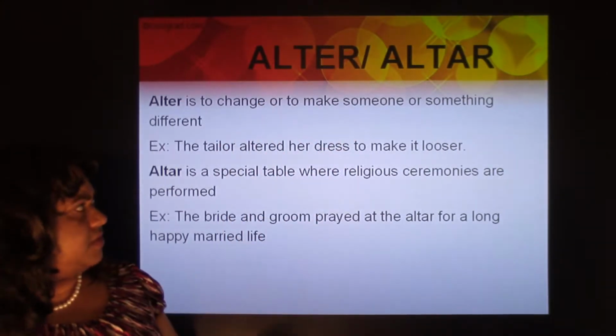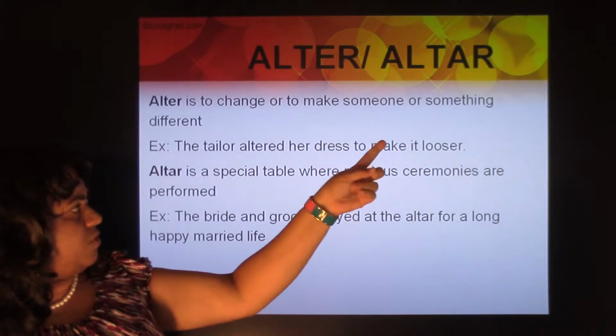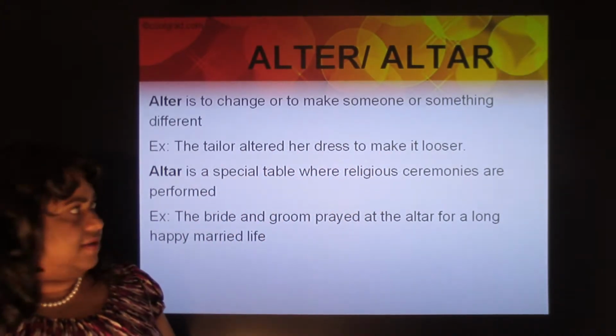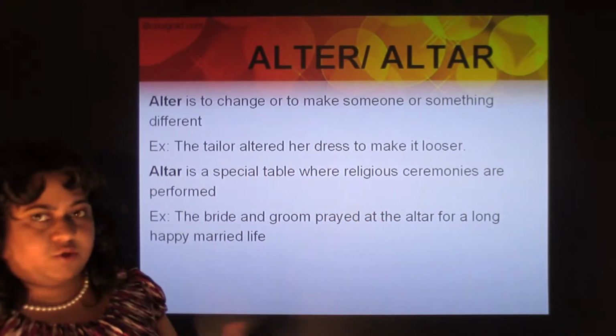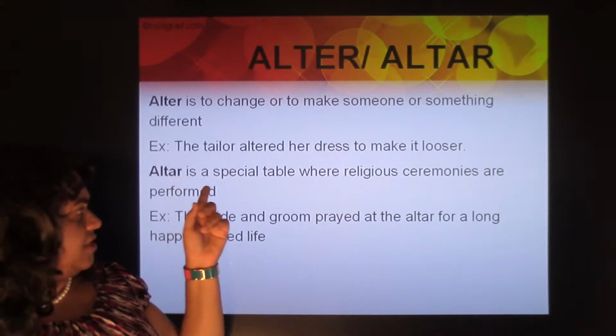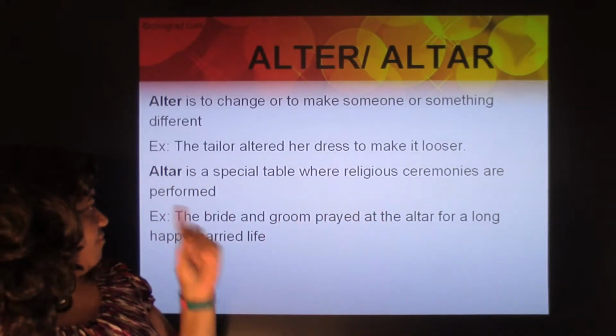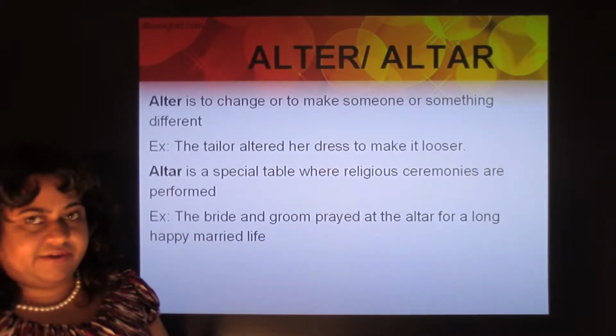Alter and altar. So to alter with an E is to change or to make someone or something different. Like you submit your clothes for an alteration. The tailor altered her dress to make it looser. And an altar with an A is a special table where religious ceremonies are performed. So the bride and groom prayed at the altar for a long, happy married life.